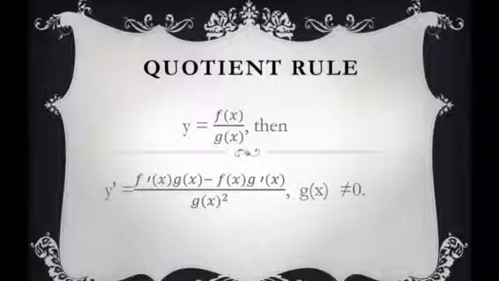Another useful rule to calculate the derivative is the quotient rule. If a function can be written as y equals f(x) divided by g(x), then we can get its derivative y dash equals f dash x times g(x) minus f(x) times g dash x, divided by the square of g(x). Assume that g(x) is not equal to 0.